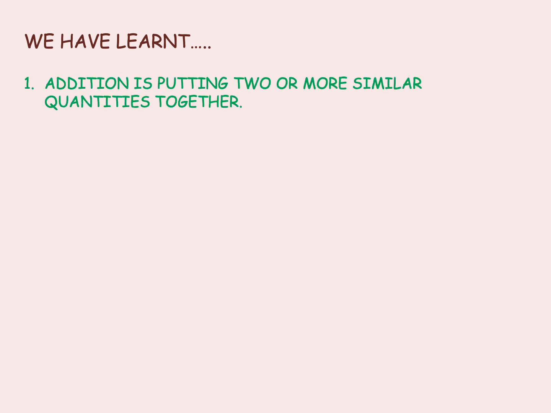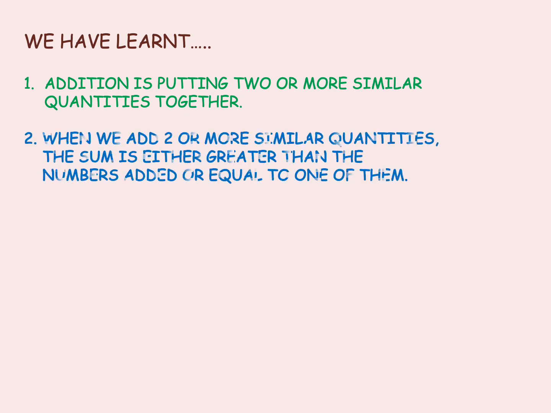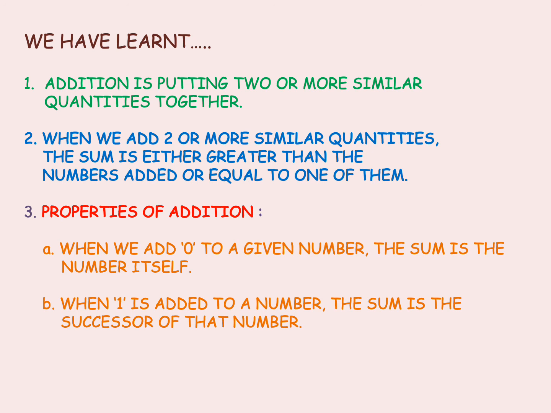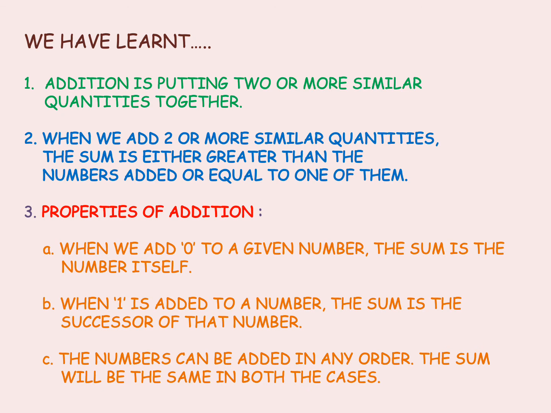Children, now let us recapitulate what we have learned today. We have learned that addition is putting two or more similar quantities together. When we add two or more similar quantities, the sum is either greater than the numbers added or equal to one of them. Properties of addition. When we add 0 to a given number, the sum is the number itself. When 1 is added to a number, the sum is the successor of that number. And the numbers can be added in any order. The sum will be the same in both the cases.